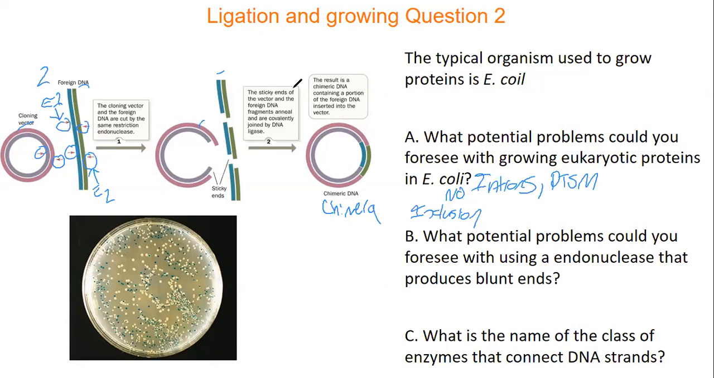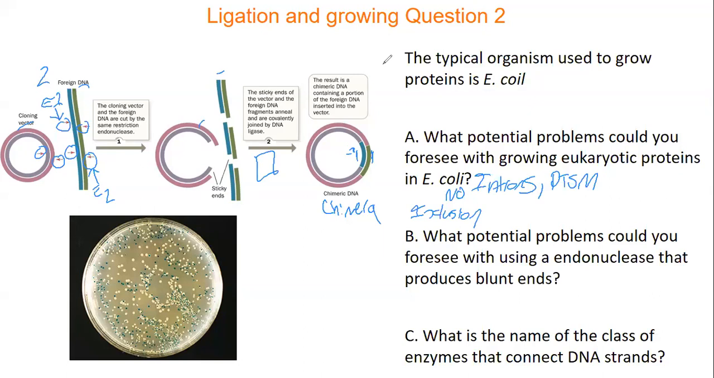So that's A. B, so we are using something that creates sticky ends. On Wednesday, I said that we have two types of endonucleases. One causes sticky ends, one causes blunt ends. What could be a problem for using blunt ends? Can anyone remember what I said on Wednesday about why you want sticky ends over blunt ends? Yep, so blunt ends can go in backwards. Here, blue's on the bottom, green's on the top. If it's a blunt end, there's no reason why it can't flip. You'll have green on the bottom, blue at the top, and you're going to create the wrong protein.